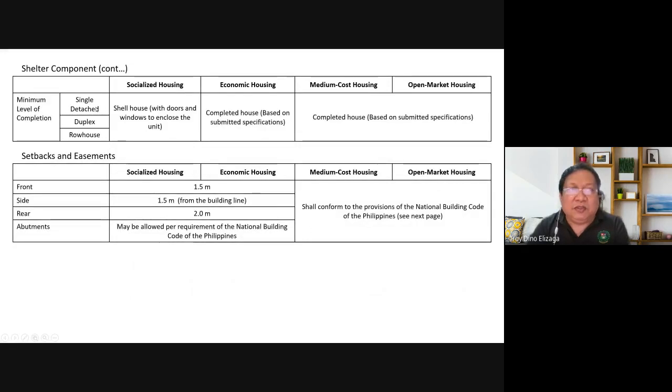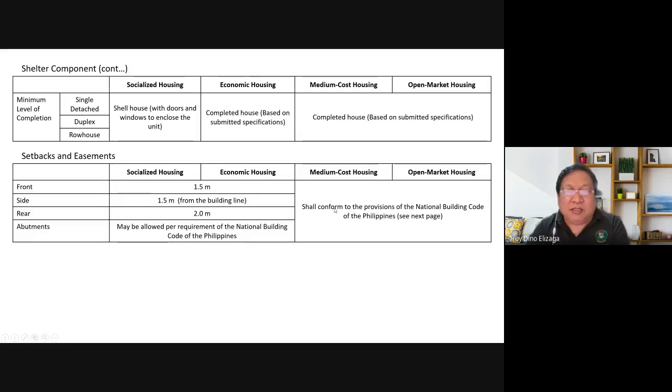Okay, minimum level of completion has something to do with the actual practice, no? That you cannot sell this if the house is not completed. But if it's an economic housing, you can have a shell for socialized or a complete house for economic.